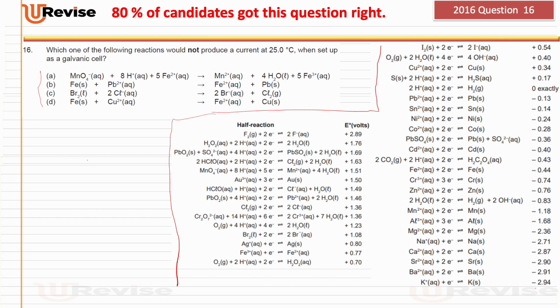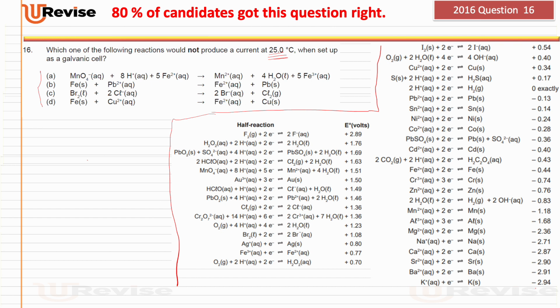Now, the other way this question could have been worded would have been, which one of the following would be a non-spontaneous reaction, or which one will produce a negative electrode potential at standard conditions or at 25 degrees.